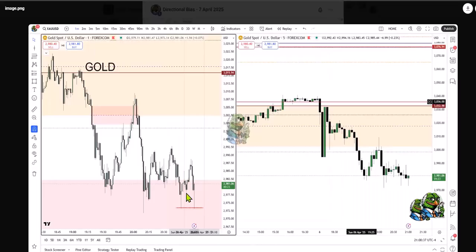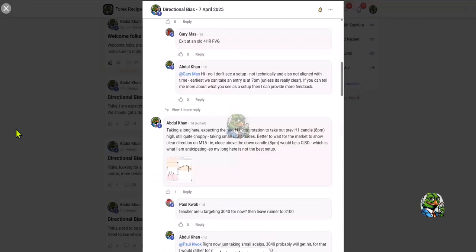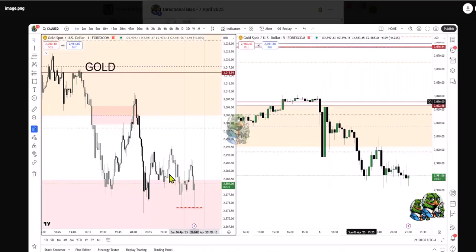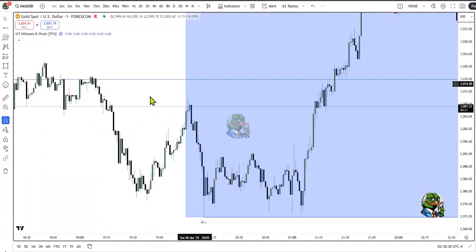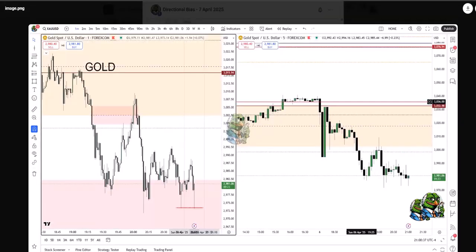So this was now the 9 p.m. long, taking a long here at 9 p.m. and expecting that we're going to take out the high of 8 p.m., provided the exact signal, and that's the exact trade that I've taken here. That was the target. And I also posted that on my Twitter profile.